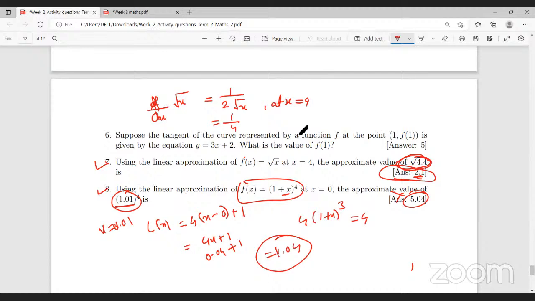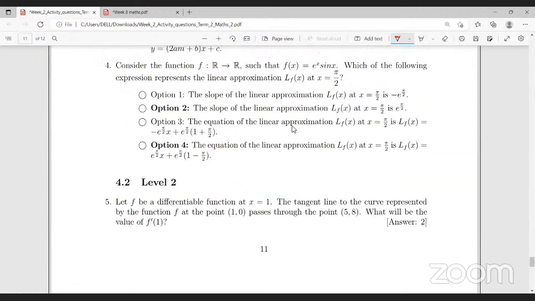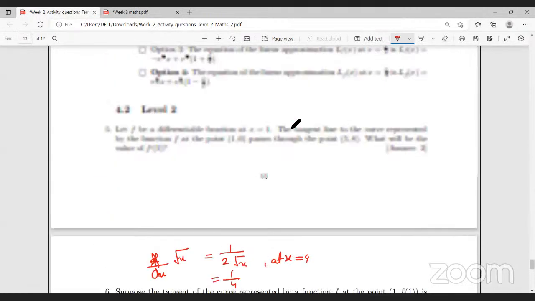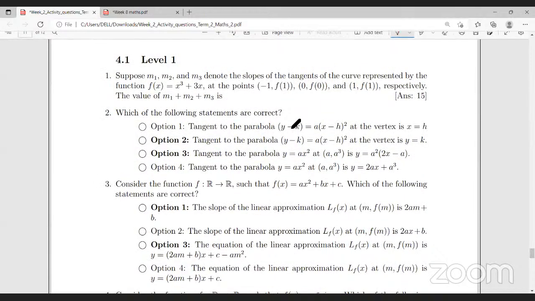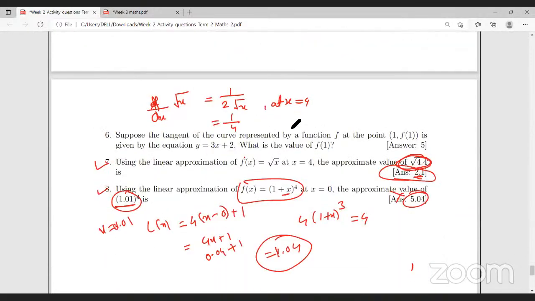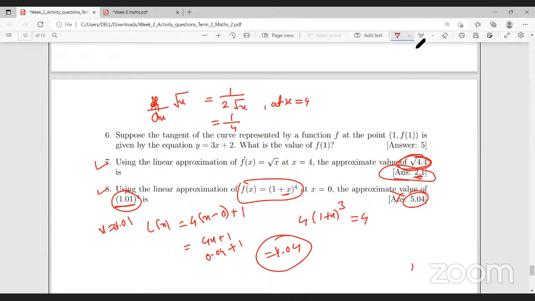Okay, so these two are solved. Any doubt in the last activity? Sir, question number 7. Actually, I got disconnected. Question number 7, the same approach you have to do.